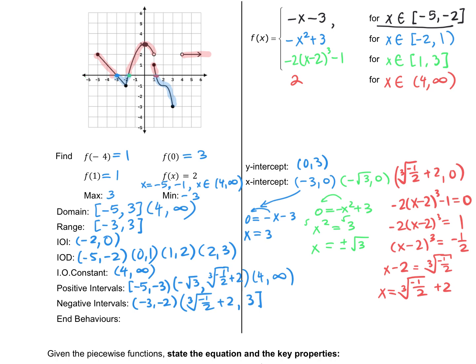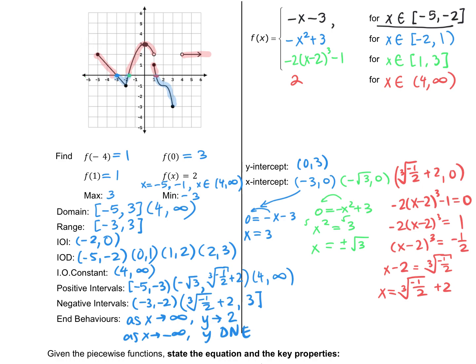And finally, our end behaviors. As x approaches infinity, y approaches, well, it doesn't go up or down to infinity, it just stays at 2. So y is approaching 2. And as x approaches negative infinity, y does not exist because on the left side, we don't have more going on. Everything stops at negative 5. So there's our first very full example.